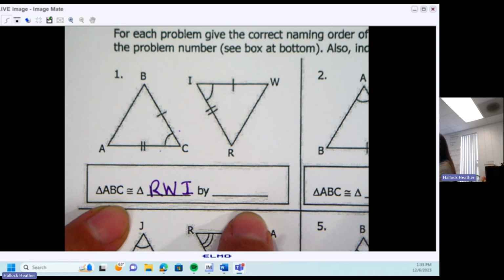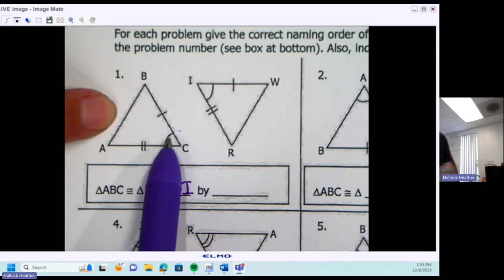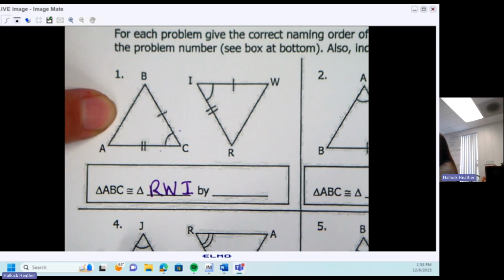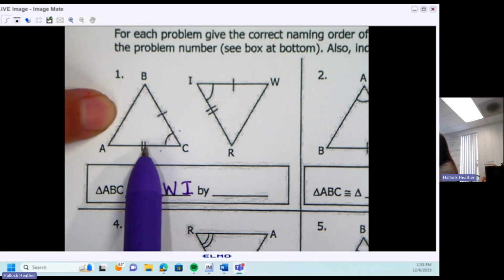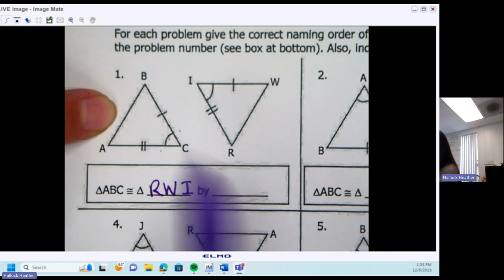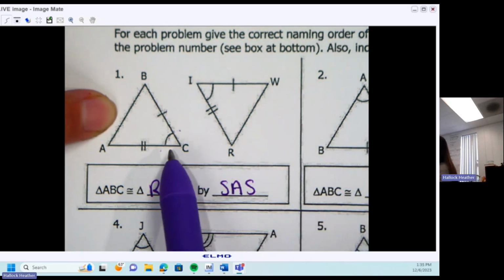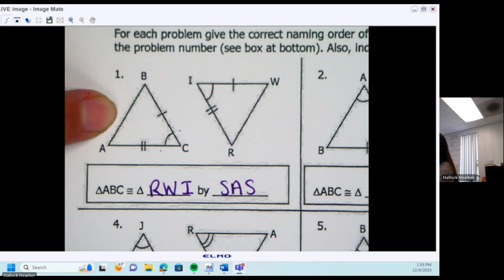So take a second, look at the triangle, pick one triangle to look at. If I look at the first triangle, A, B, C, what theorem could I use if I know two sides are congruent and I have one angle that's congruent? SAS. The angle is in the middle between the sides, so it's side, angle, side.